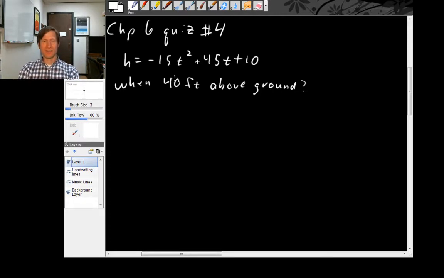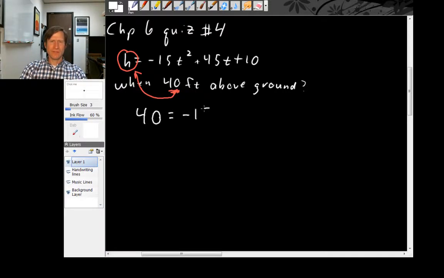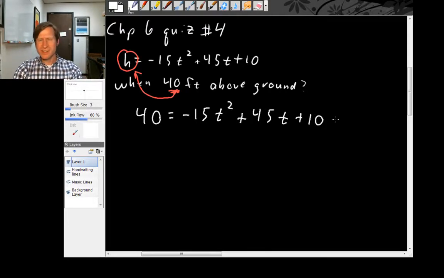The t-shirt cannon is firing t-shirts, and the height after t seconds is given by this formula here. And we want to know, when is the t-shirt 40 feet above the ground? So since the height in this problem is, we want it to be 40 feet, we can just take this 40 and put it right over here for h. That gives us the equation 40 equals negative 15t squared plus 45t plus 10. All right, and we just need to solve this equation.